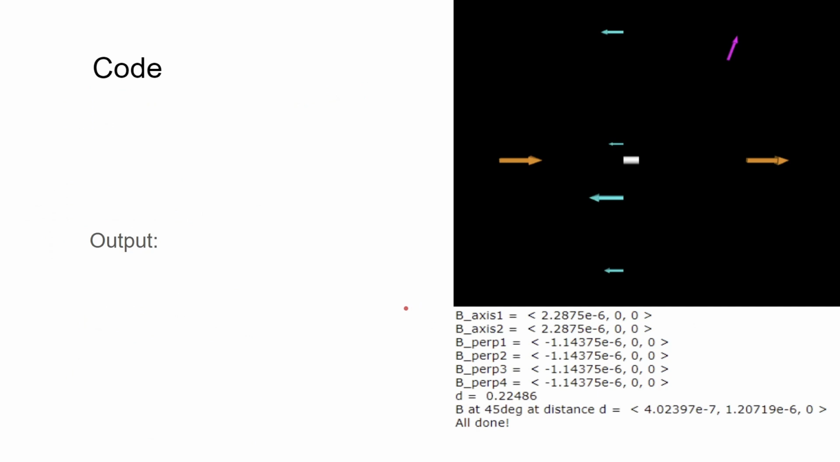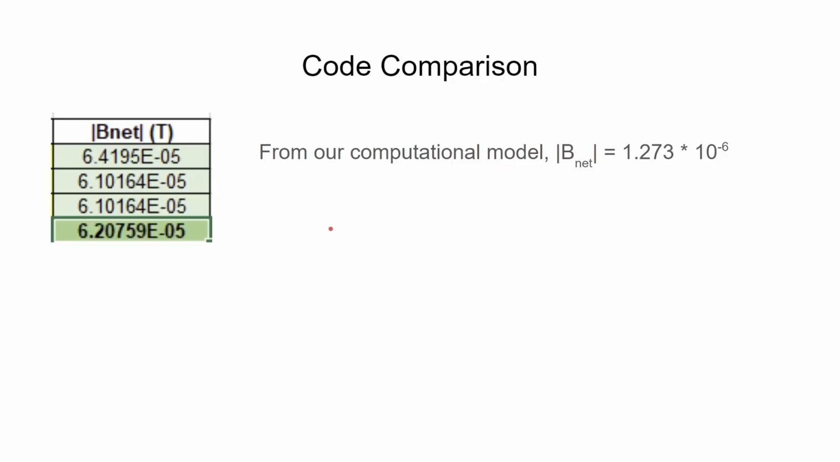So this is what our code looks like after we run it. You can see the on-axis and the ones perpendicular, and there's our 45-degree arrow up there. Plus here's all the outputs. And then here's our magnetic field at the 45, which was what we measured in our lab experiment. So what I did is I'm going to take these and find the magnitude of this. And then once we do that, we're going to compare them. So this is what we got from our computational model versus what we got in our lab. So they're not too similar, but they're pretty close, so not too bad.